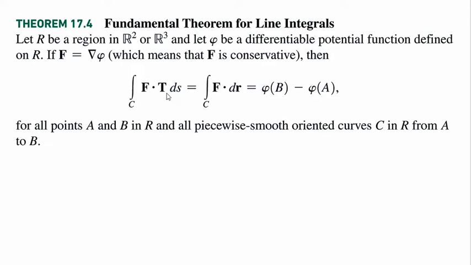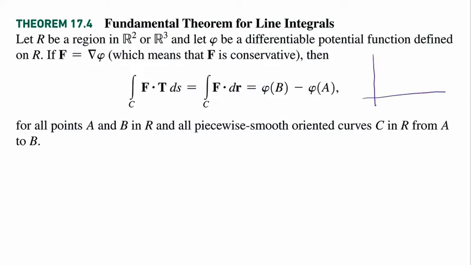We can find that value by simply taking phi of b minus phi of a, where b would be the point equivalent to your ending spot, and a would be the point equivalent to your starting spot. So let's just think about what that b and a are for a second.